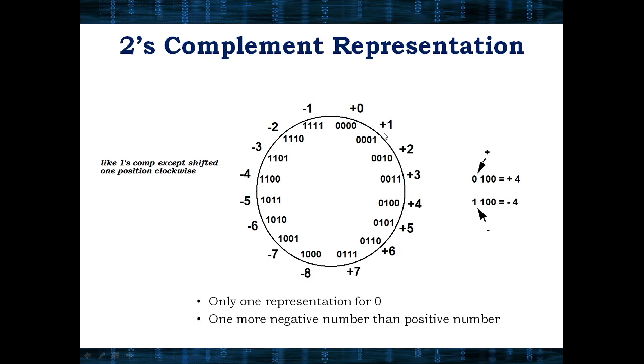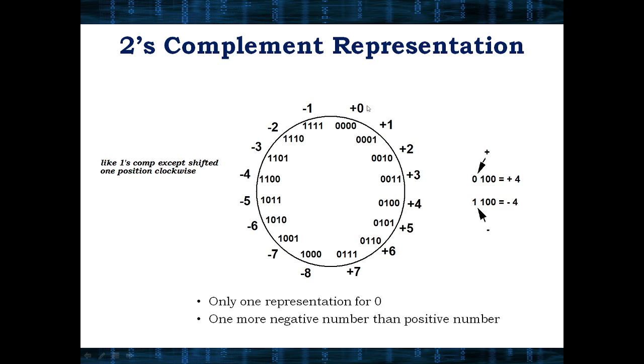So here we will take from 0 to plus 7. Then we'll just take the 1's complement and add 1 to it. So this becomes the negative value for that number. These are the negative values for the positive numbers. So there is only one representation for 0. In 2's complement we can see only one representation for 0 and one more negative number than positive numbers.